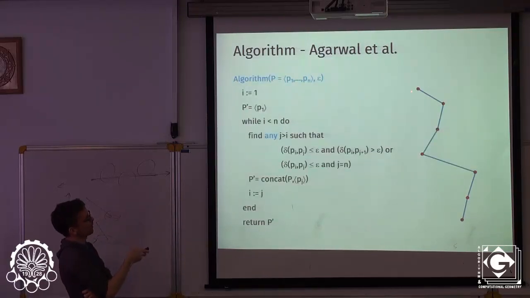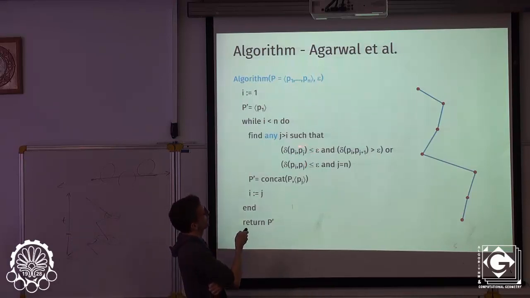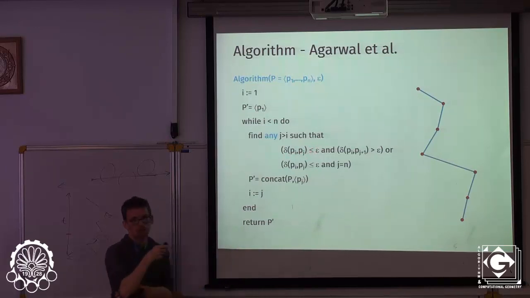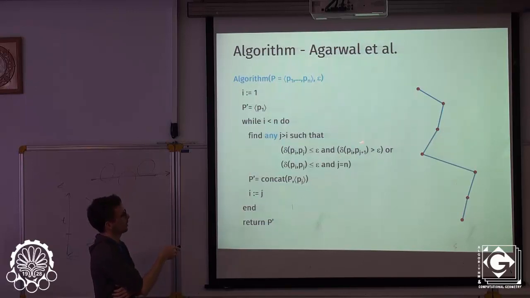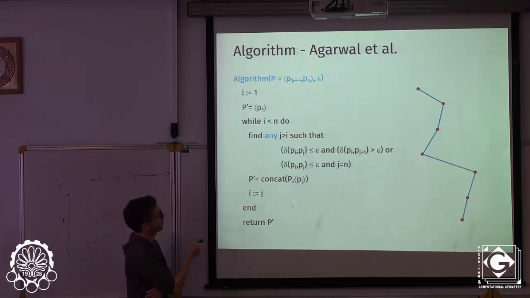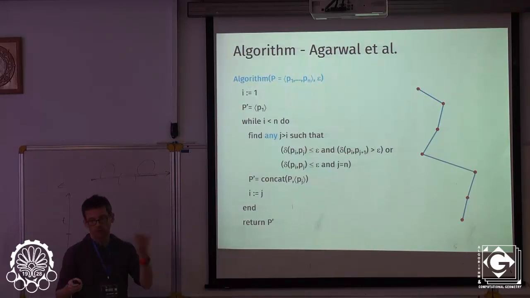It's a greedy algorithm, it starts at the beginning. What it now does is it tries to quickly find a j. Initially i is 1. It tries to quickly find a j for which the Fréchet distance between pi and pj is smaller or equal to epsilon, but if I look at the next one, that one is then larger than epsilon. As soon as I found such a pj, I will take that segment and continue from pj.